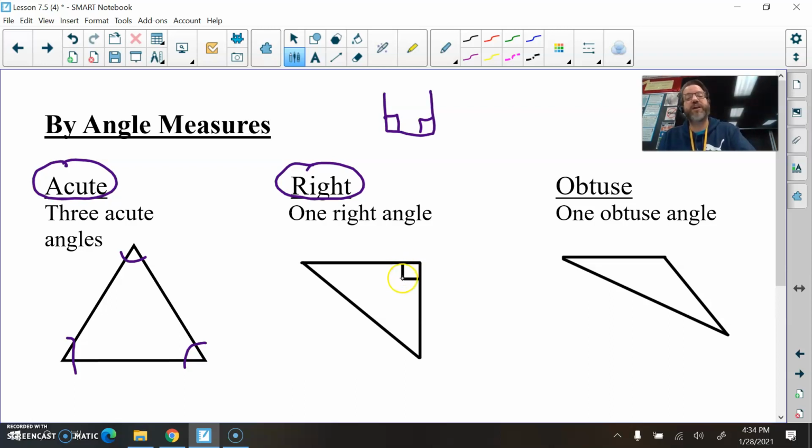Okay, so this is a right triangle. You see the right angle there. The two other angles are less than 90 degrees. They're acute angles, but it's a right triangle since there is a right angle.